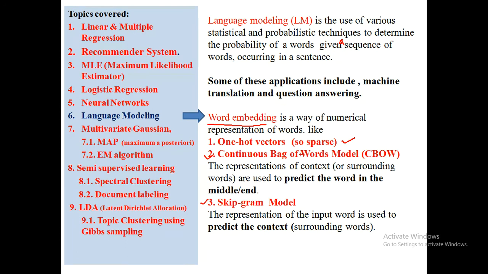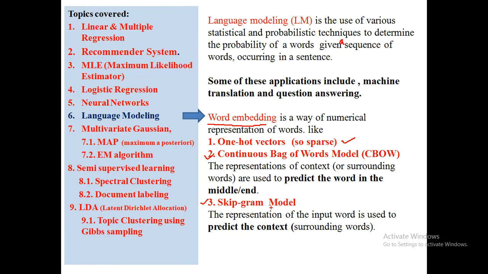So this continuous bag of words model is used to represent the context, meaning surrounding words, to predict a word given surrounding words. The predicted word may belong to the middle or end, but it is given the surrounding words.